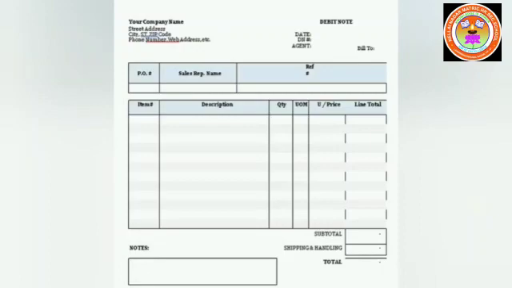2 copies are prepared in general. 1 copy is sent to the seller and another one is retained by the buyer. It is a document issued by a buyer stating the amount owed by the seller. A debit note is also called as debit memo.